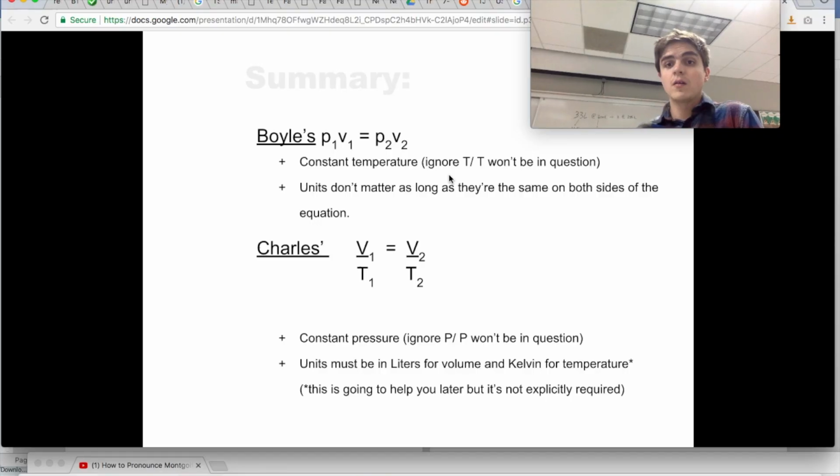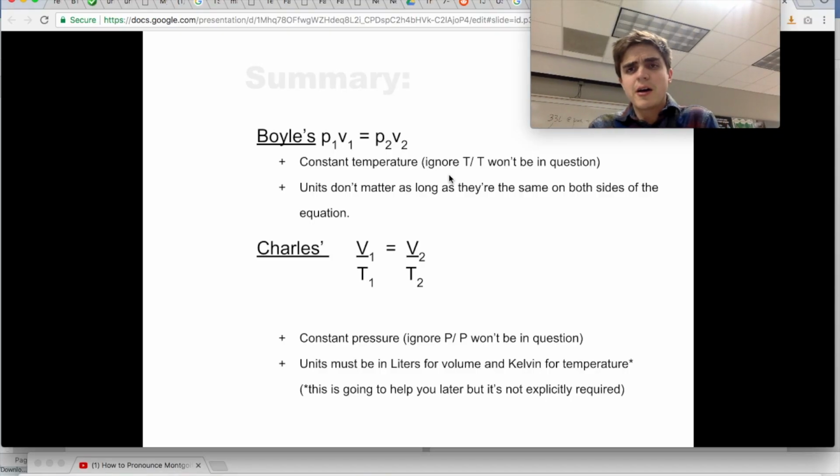Okay, back to the table. All right, eventually we're going to talk about how to choose equations, but for now, all I need you to know is this summary slide. And I'll put this up at the top of the page should you want to use it. Boyle's and Charles' law can be summarized this way.